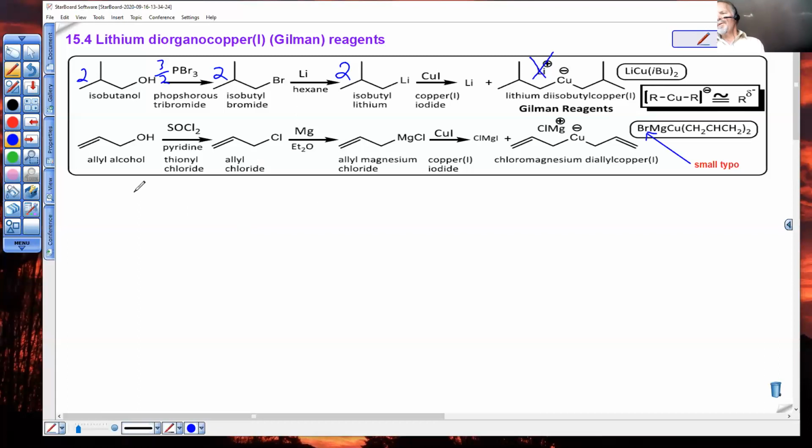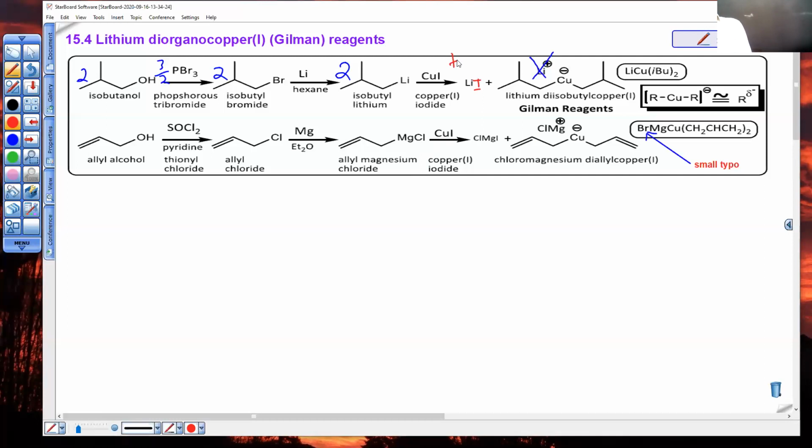Similarly, we can use the approach. I won't go into the stoichiometry. We could use thionyl chloride and pyridine and make allyl chloride, then treat that with magnesium and diethyl ether to make a Grignard. And the Grignard can be reacted with the same copper. And you're going to get this anion-cation combination. And what we have here, I think we have another typo. Noticing things as we go here. This is lithium iodide.